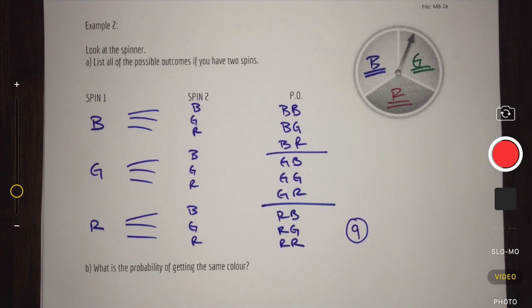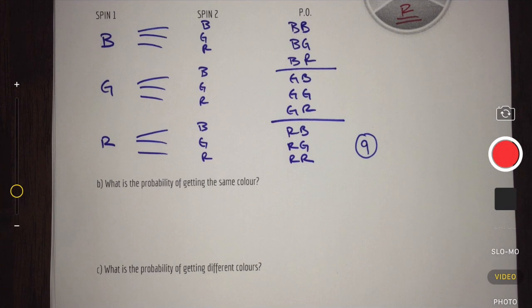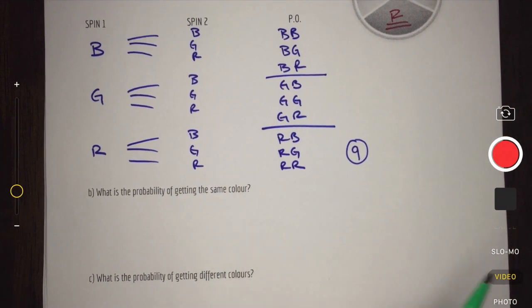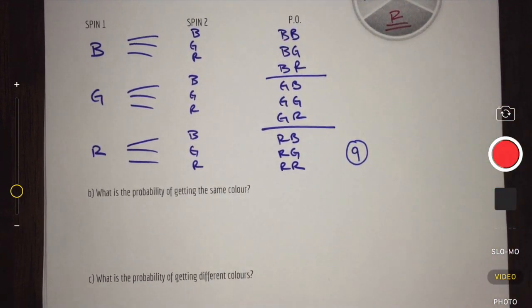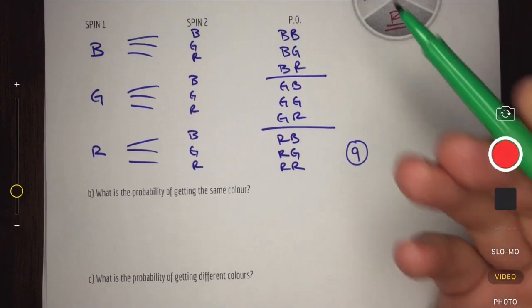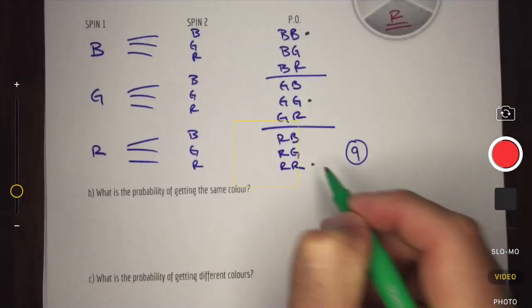So when I scroll down the page, I can take a look at part B, which says, what is the probability of getting the same color? So what we're talking about here is getting the same color twice. So when I look at my possible outcomes, what I want to look for is basically the same letters beside each other in my possible outcomes. So I have that happening there, I have that happening there, and I have that happening there.